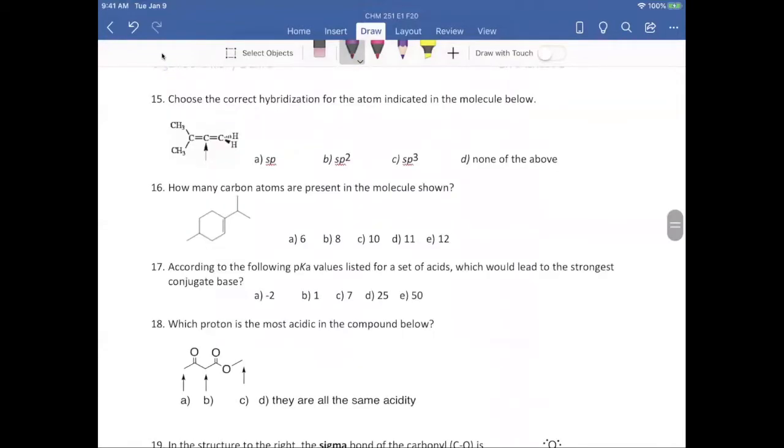What is the hybridization of the atom that's indicated in the molecule below? So we're looking at this carbon right here. How many groups are coming off of it? 1, 2.